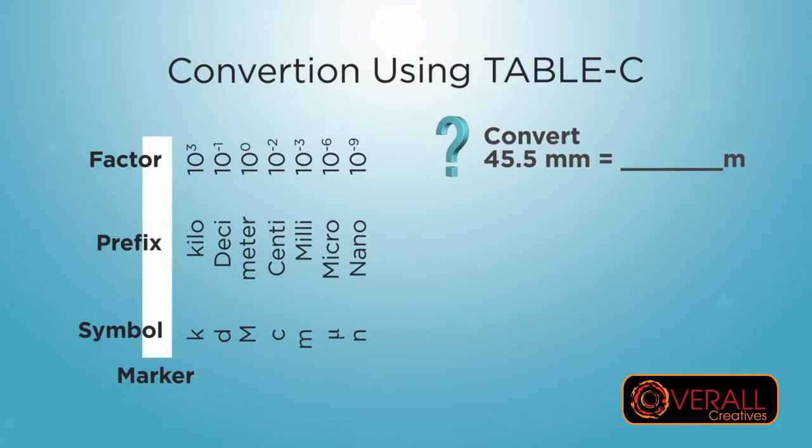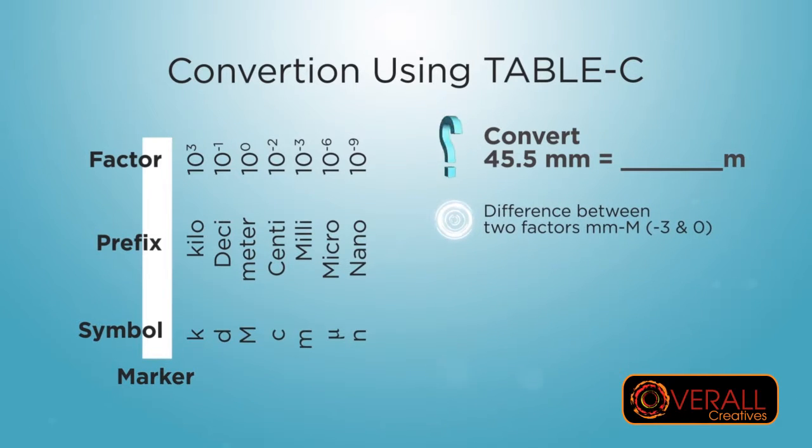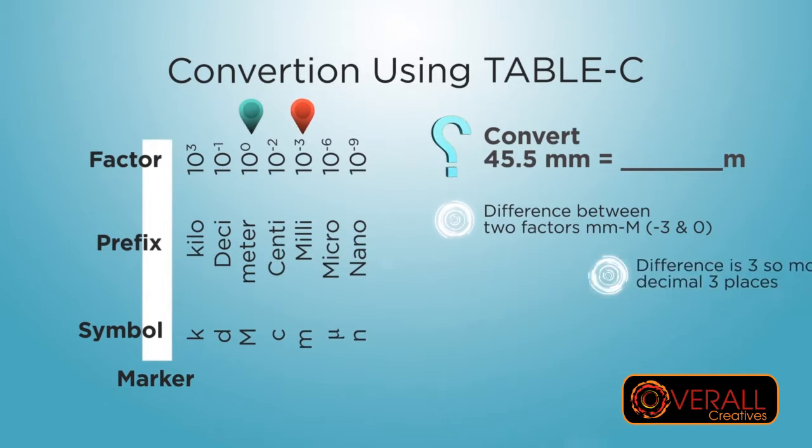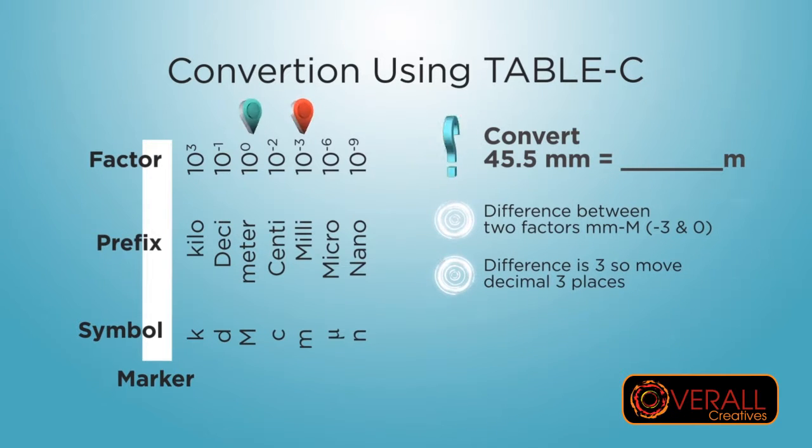Let's see another example. Convert 45.5 millimeters to meters. First thing I want to do is find the difference between the factors. So I'm going from millimeters, so milli is 10 to the minus 3. And we're going to meter. One letter, that's a base unit. Base units are always going to be 10 to the 0. So I know from minus 3 to 0 is 3 places. So I know I'm moving 3 places.